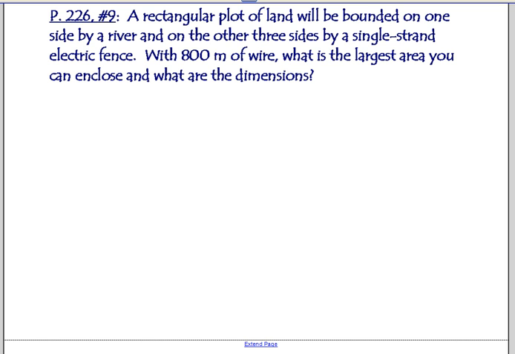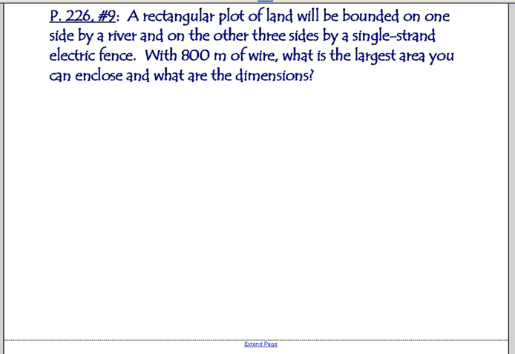All right, this is problem number 9. A rectangular plot of land is bounded on one side by a river, and the other three sides by a single strand electric fence. With 800 meters of wire, what is the largest area you can enclose, and what are its dimensions?